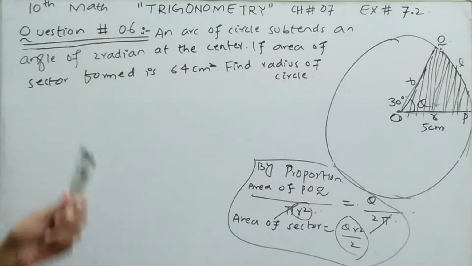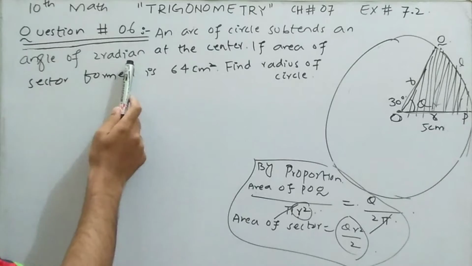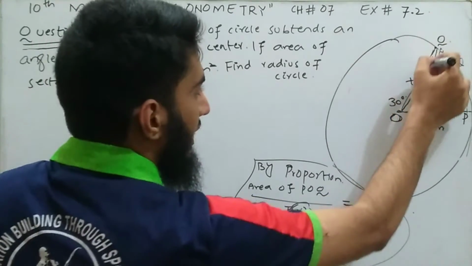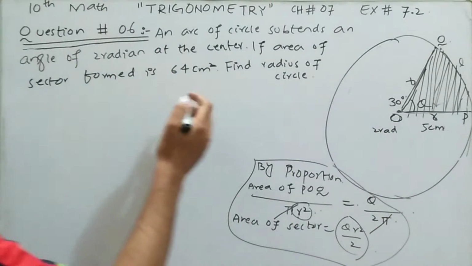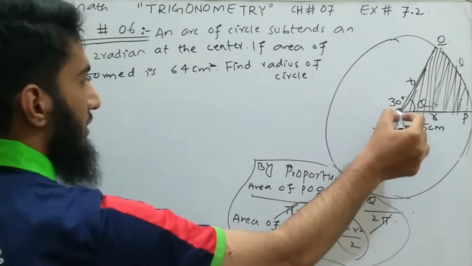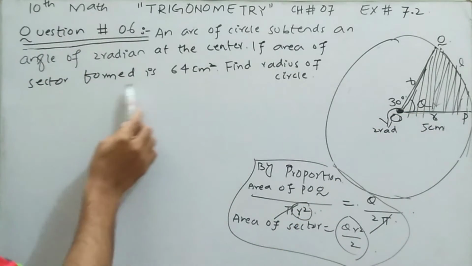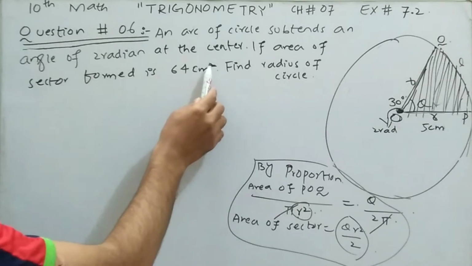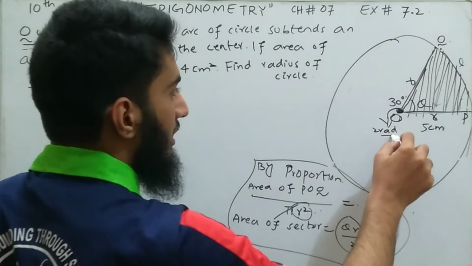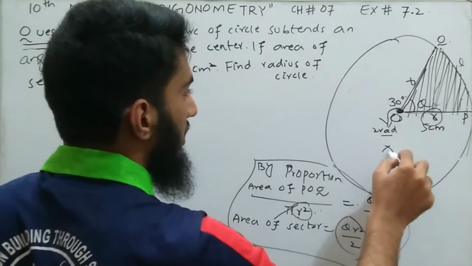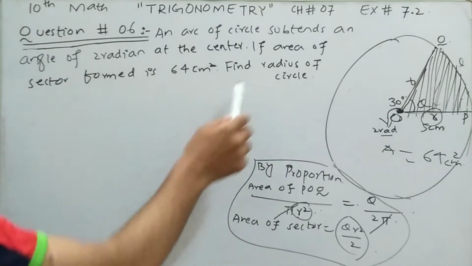And question number 6 tells that an arc of a circle subtends an angle of 2 radian. Let's suppose this is the arc of this circle and it subtends theta, which is equal to 2 radian, at the center of this circle. If the area of the sector formed is 64 square centimeter, find the radius of this circle.